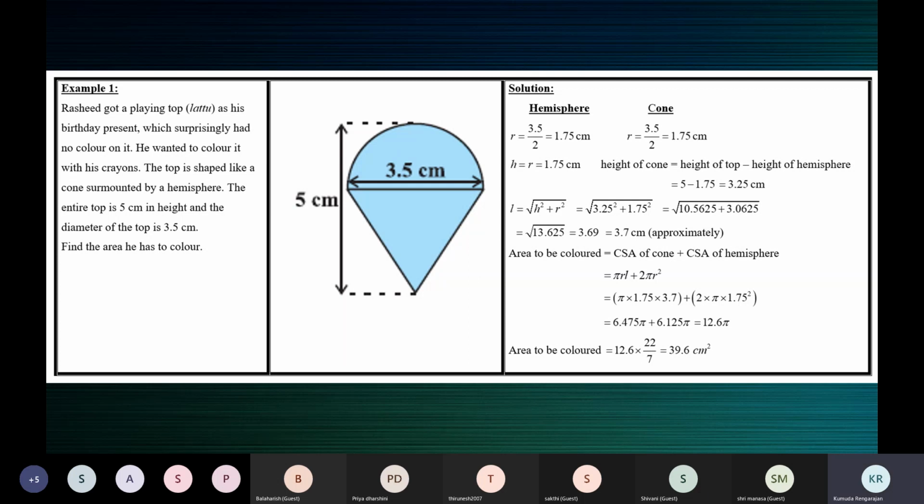So I normally don't substitute the value of pi. I normally calculate in pi, like 12.6 pi, and once and for all use the value of pi, 22/7. Don't use 22/7 everywhere. Don't substitute the value of pi. Get the answer in pi, 12.6 pi, and then substitute the value of pi, 12.6 into 22/7.